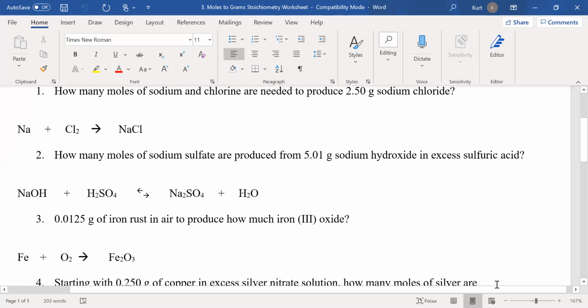Moles. If it's giving you grams, then remember that moles is a measure of the amount of the substance. That's not how much it is. So you're going from mass to moles.